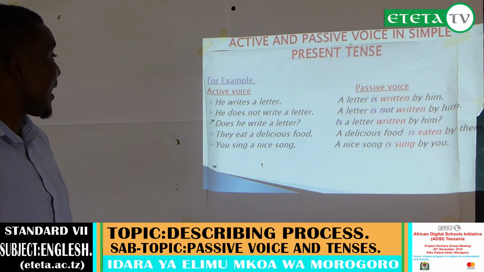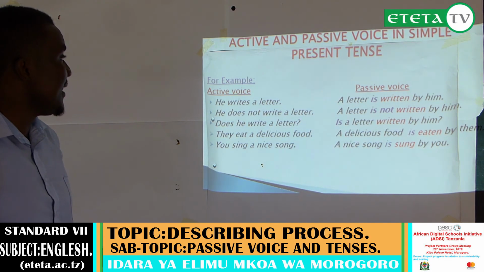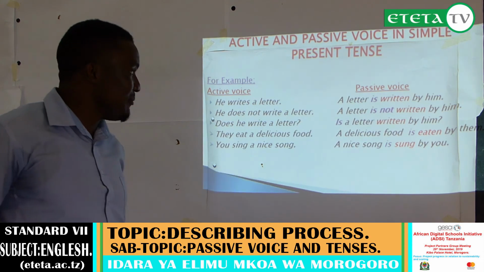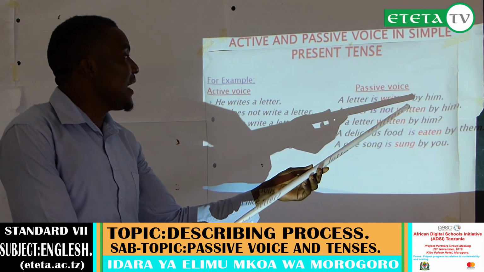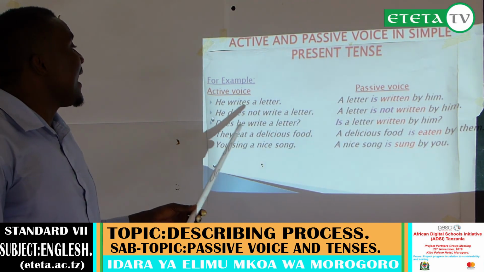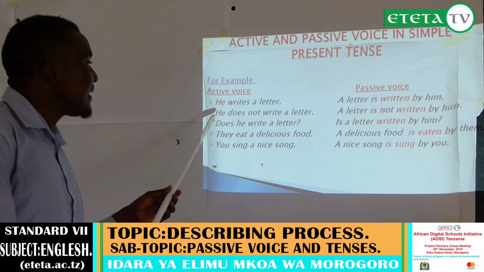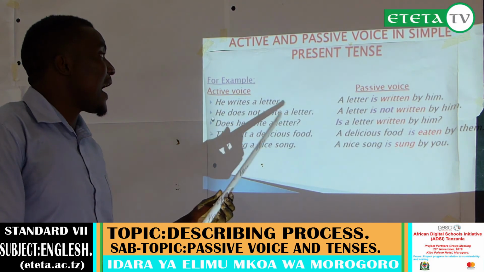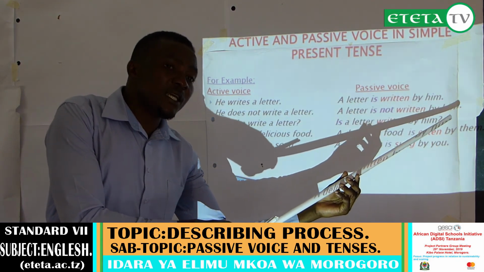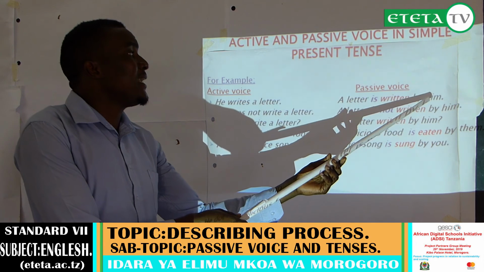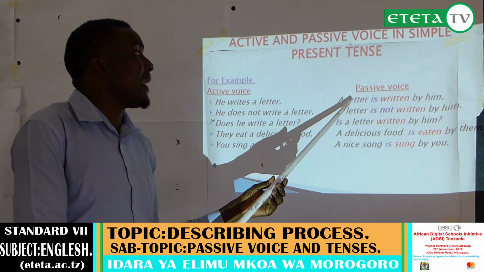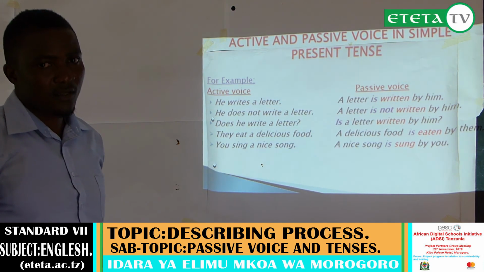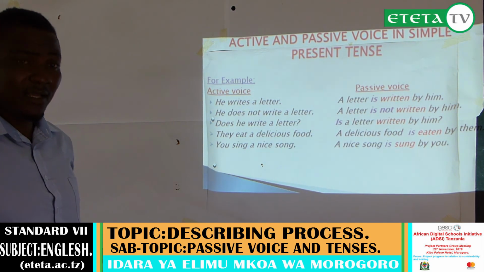When we change it into passive voice, it will be: A letter is written by him. We have already exchanged the subject into object. The subject he has been changed into the object him. So him is the object of the passive voice, while a letter is the subject of the passive voice. Do you understand? Do you get me?